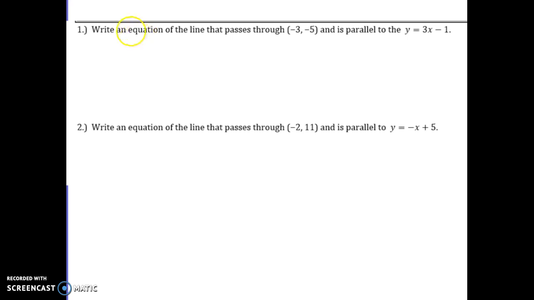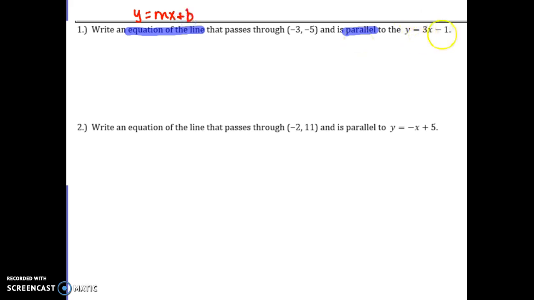I want you to get in the habit of highlighting. So, equation of the line, and let's see, parallel. Okay, so let me change my highlighting color to better. I want to write an equation of a line. By default, an equation of a line is always in slope-intercept form, y equals mx plus b. And we want this parallel.